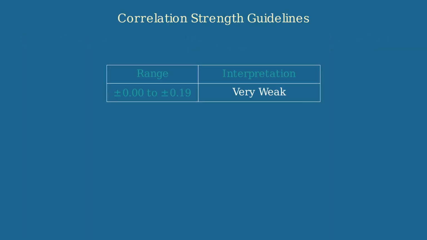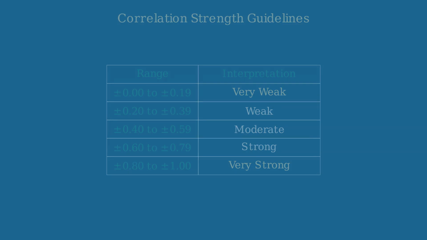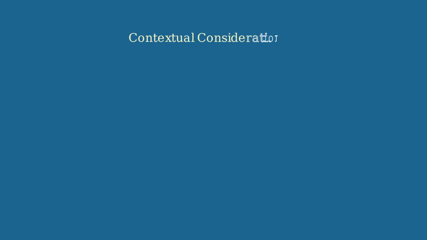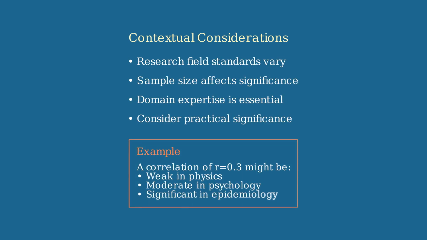When interpreting rank correlation values, we commonly use guidelines to classify correlation strength. Correlations near 0 are very weak, while those above 0.8 are considered very strong. However, interpreting correlation values requires considering the context of your research. For example, a correlation of 0.3 might be considered weak in physics, but moderate in psychology or significant in epidemiology.